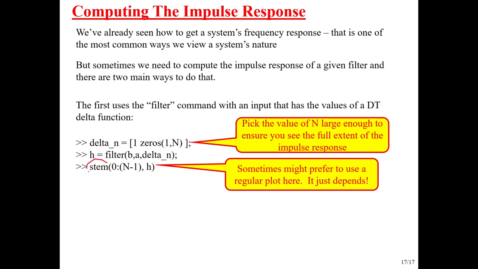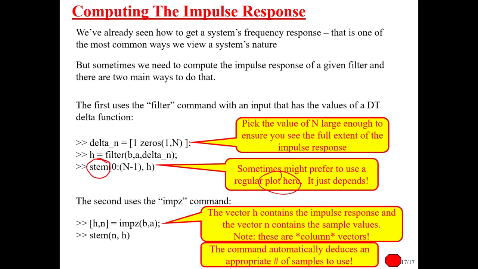And here I'm going to plot with stem, but sometimes I might just use a regular plot. It just depends on the nature of the impulse response. If it's a short, simple one, a stem works well. If it's a more complicated one that we'll see later on with systems that mimic room reverb, then we probably don't want to do a stem plot. We might want to just do a regular plot. So it just depends. So that's one way.